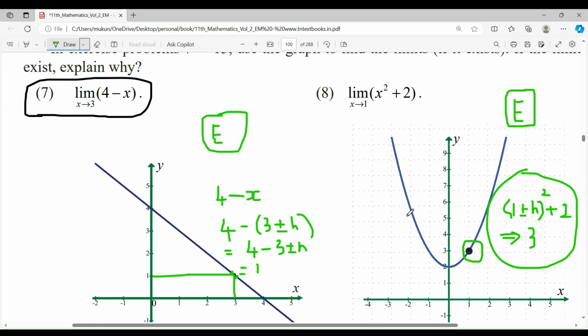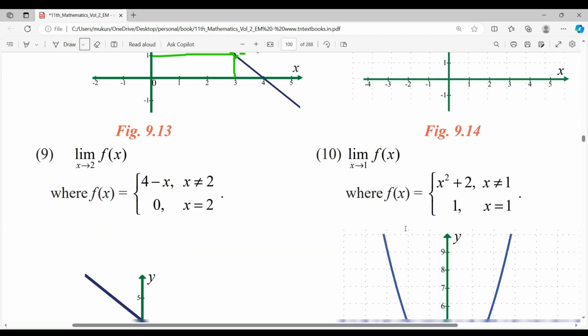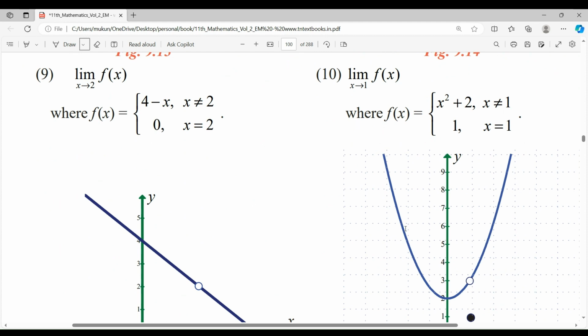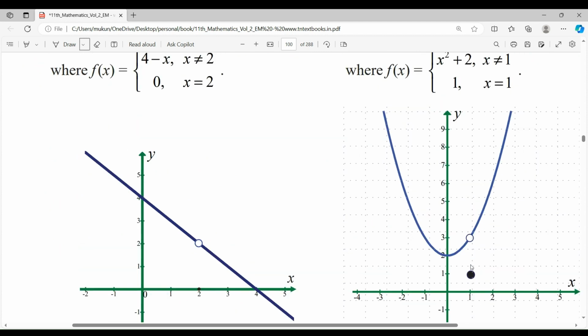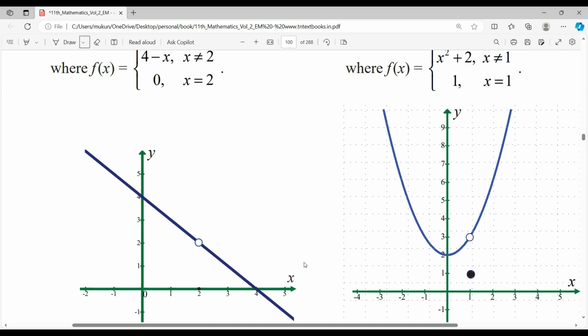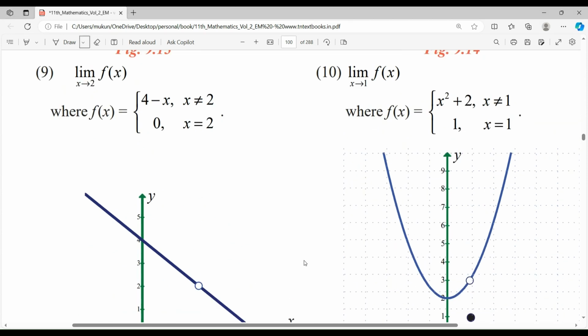So with this, we'll move to the next set of graphs. These are quite interesting, and this is where I want to draw your attention. So we look at the graph on the left hand side. This is the equation of this graph, where f of x equals 4 minus x when x is not equal to 2, and it is 0 when x equals 2.